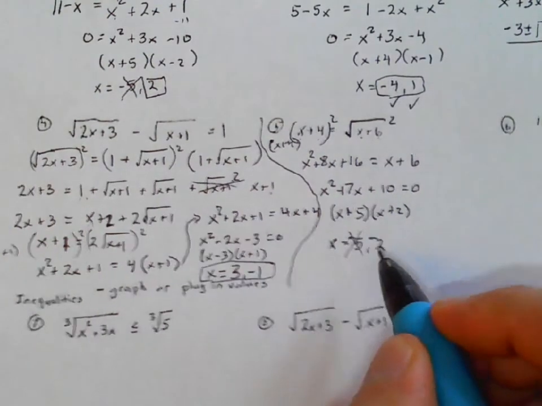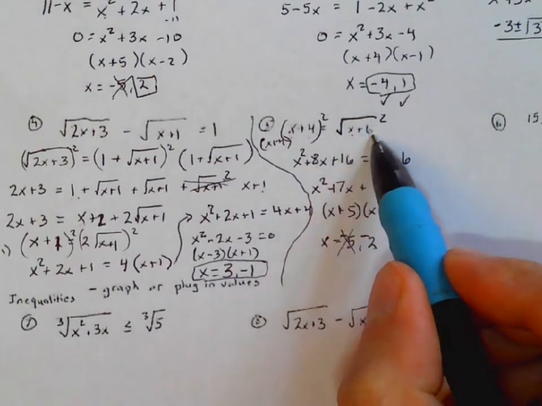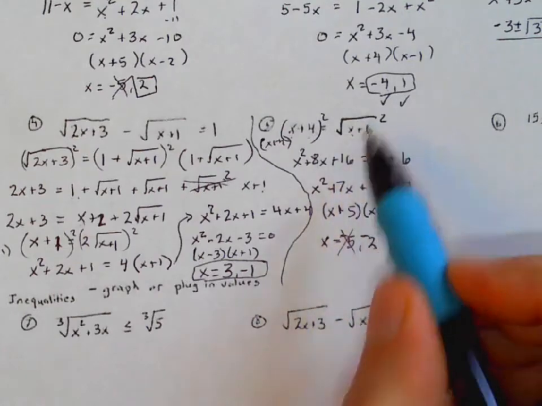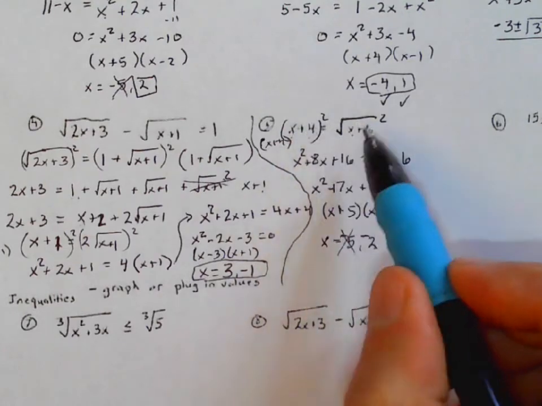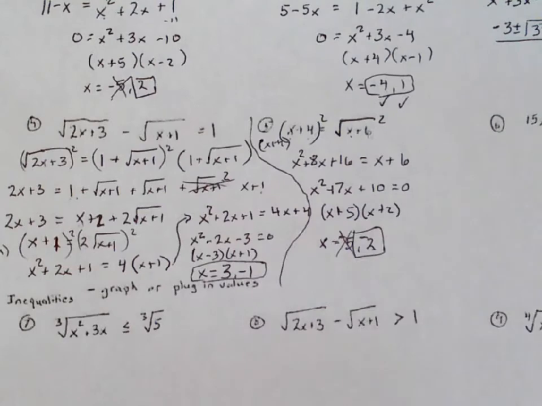Okay, if I plug negative 2 in there, negative 2 plus 6 is 4. Square root of 4 is 2. And negative 2 plus 4 is 2. So that one does work. Okay, so we do have that answer there that works.